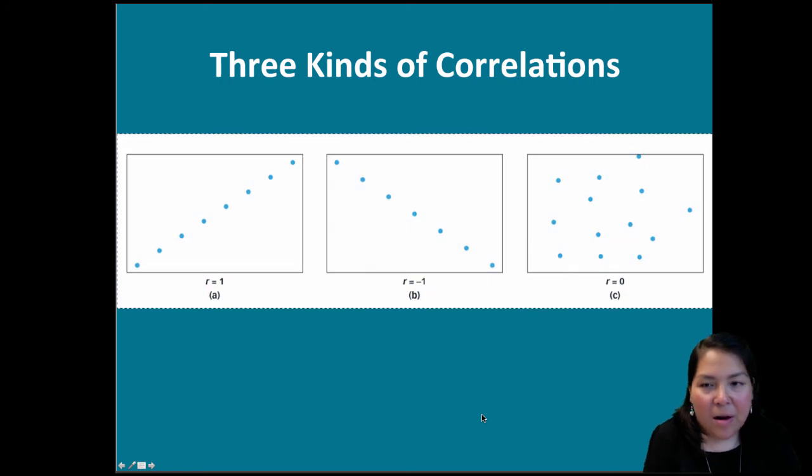So here are 3 kinds of correlations. Here we have an example of a perfect positive correlation, because as one variable increases, the other increases as well. Here we have a perfect negative correlation. As one variable decreases, the other decreases as well. And then the last one, we don't have any type of link between these two variables and the data is just scattered.